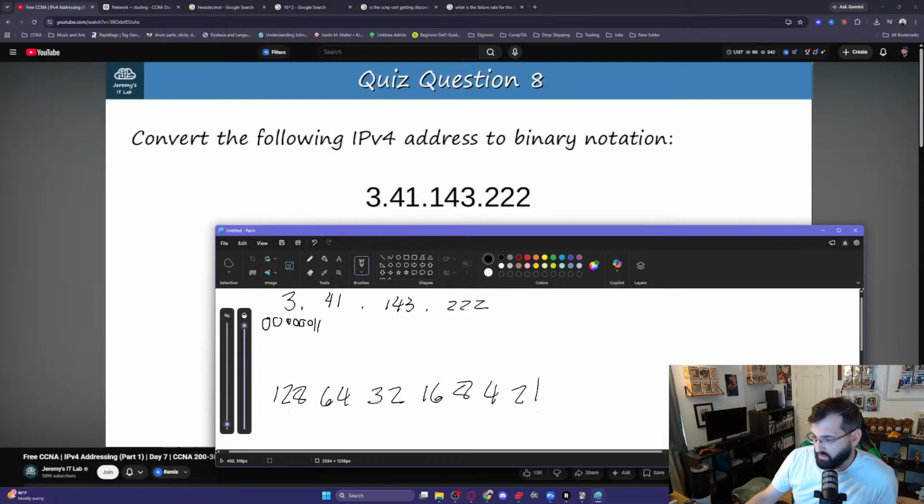Because 15 plus 32. Oh, no, there can't be a 16. So 32, because 32 plus 16 is 48. That breaks it. But 32 plus 8 is 40. So it's going to be 0 0 1 0 1 0 1 1. Okay, and then 143.